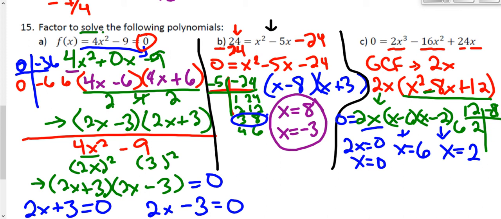Remember, the degree of your polynomial will tell you how many solutions you're going to have. So my first 2 were a second degree, so I had 2 solutions each. My third one was the third degree. I should have 3 solutions. It's a good way to check your work.